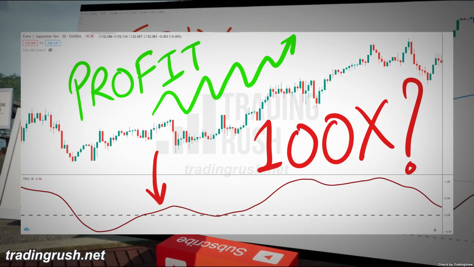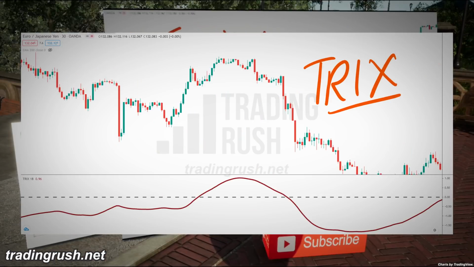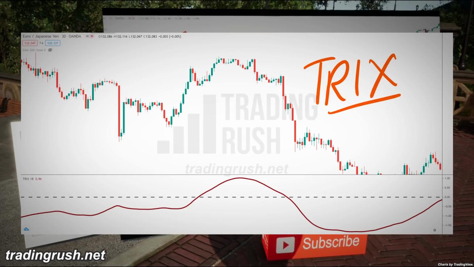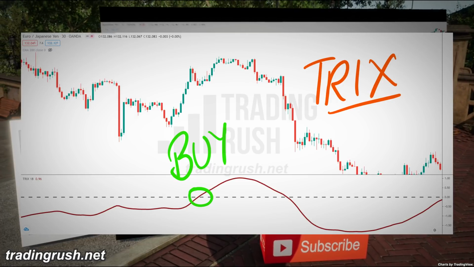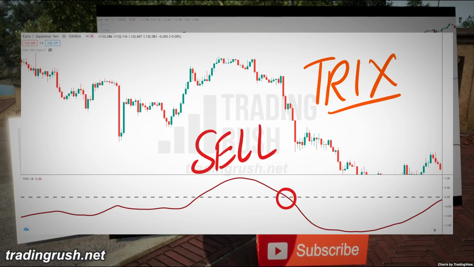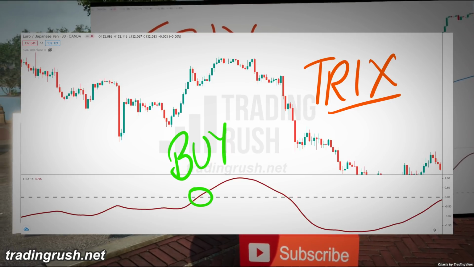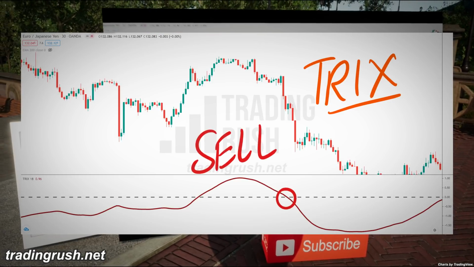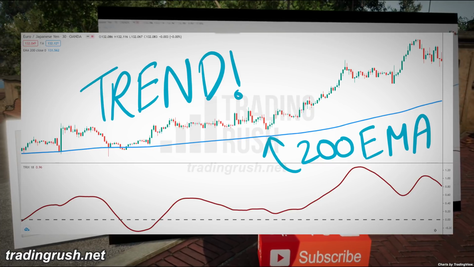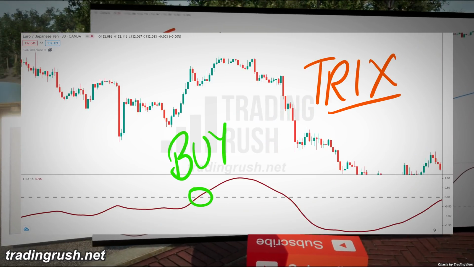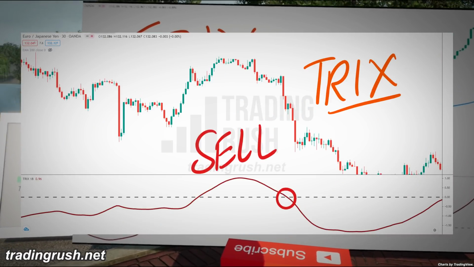Here's how the TRIX trading strategy goes. Take a long position when the TRIX line crosses above the zero line, and take a short position when the TRIX line crosses below the zero line. To improve the TRIX trading strategy a bit further, we will use the 200 period EMA. So here's how the complete TRIX trading strategy goes.